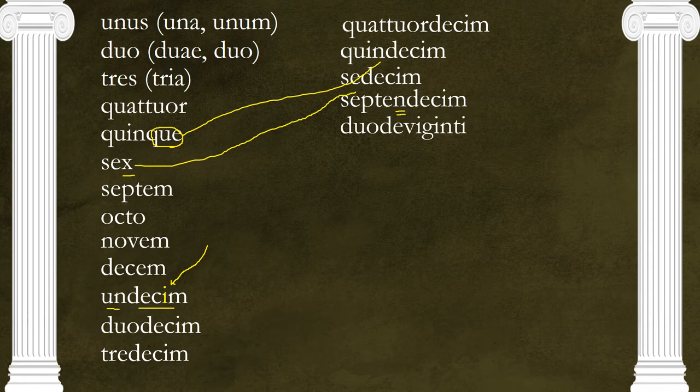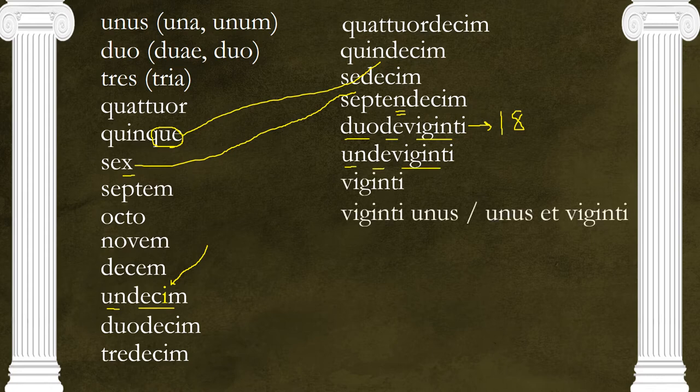And then for 18, we use something called a subtractive number. And what we're really saying is 2 down from 20. 2 down from 20 is obviously 18. Undeviginti is 1 down from 20, which gives us 19. And viginti is 20. Viginti unus is 21. But we could also say unus et viginti, 1 and 20. That's still 21.